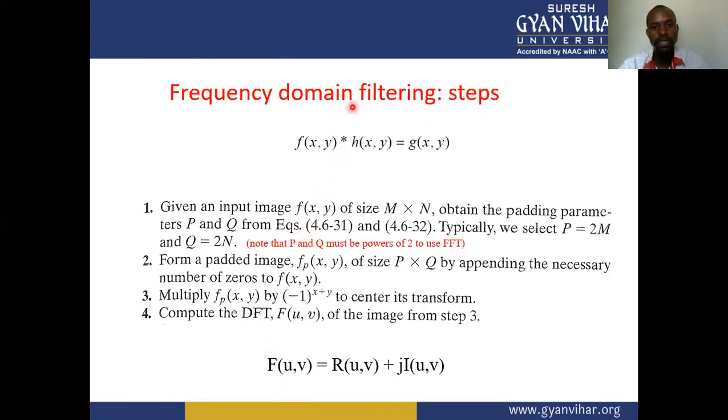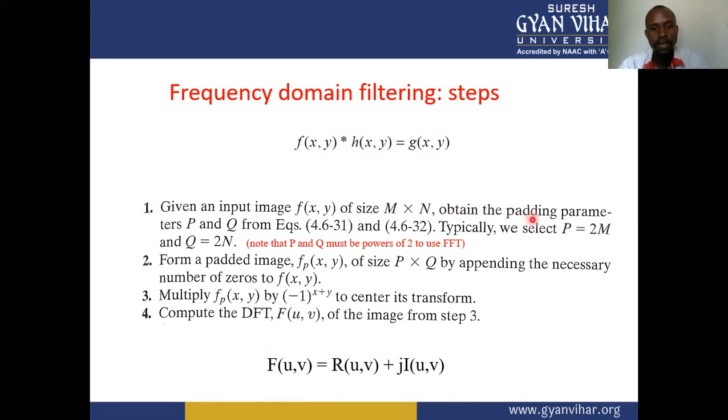Now let us look at the steps that are involved. When we represent our image in the spatial domain, where f(x,y) is our input image, multiplied by the transfer function in the spatial domain, we get our filtered image. So the first step is, say we are given an input image f(x,y) of size M length and N width in a rectangular space, then we perform padding, okay?